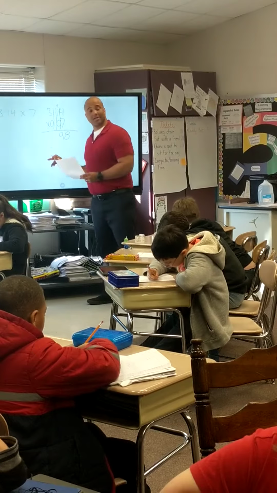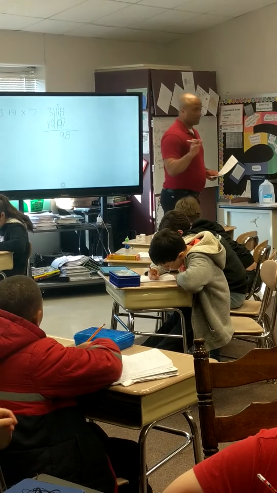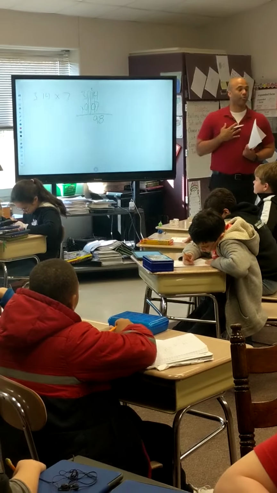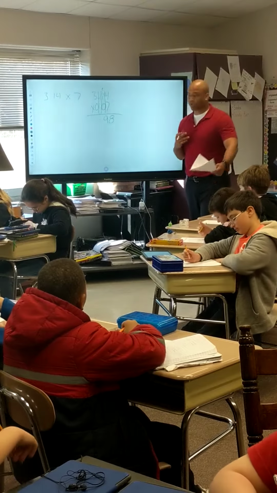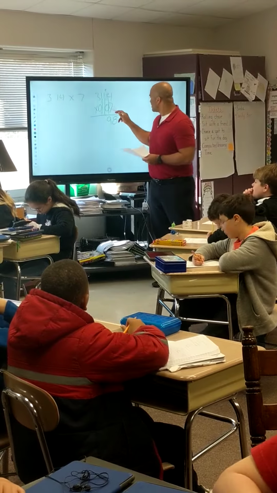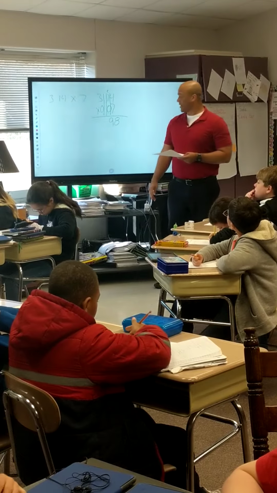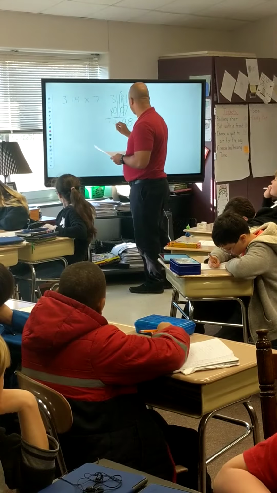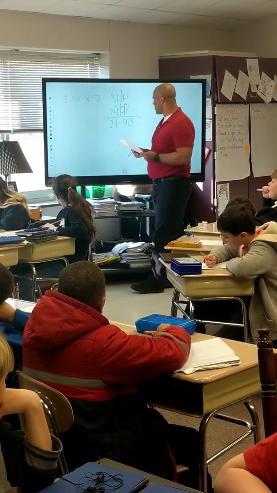So Chase has already brought his decimal down. This is what's comfortable for Chase. I'd be more comfortable removing the decimal, but he's on the right track. Chase, 7 times 3, 21. All right. 21.98.